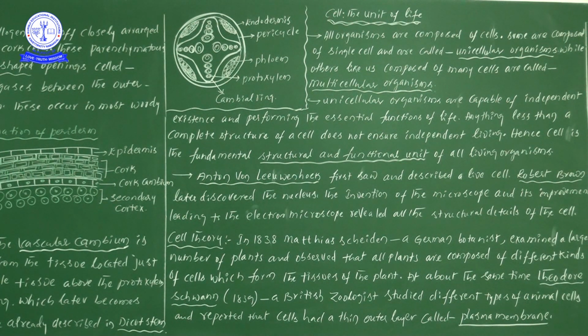My dear students, did you save this point? The outermost layer of an animal cell is the plasma membrane. Likewise, the outermost layer of a plant cell is the cell wall. That information was also given by Schwann, even though he belongs to zoology. So up to here you try to save in your mind.